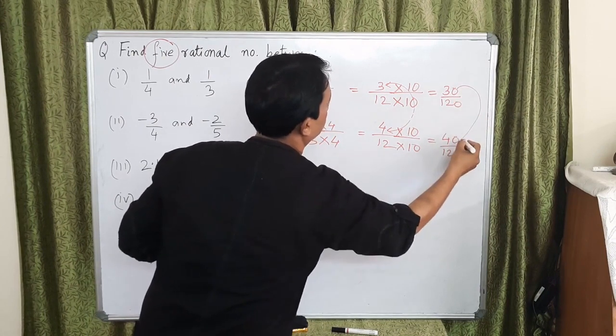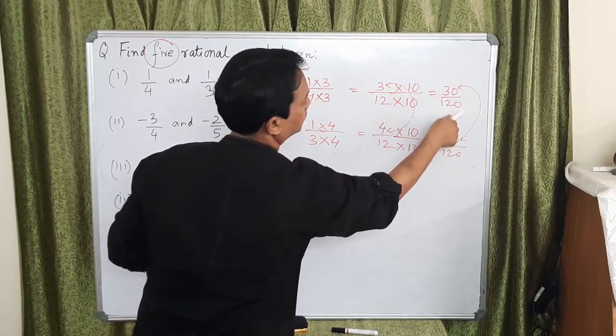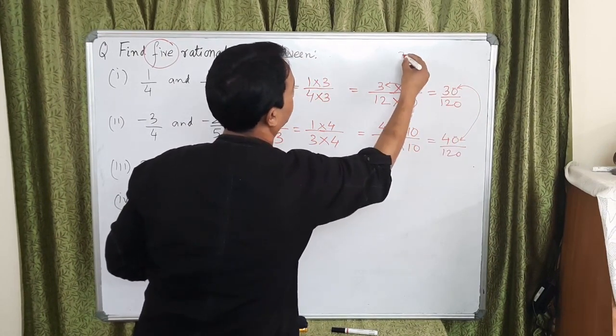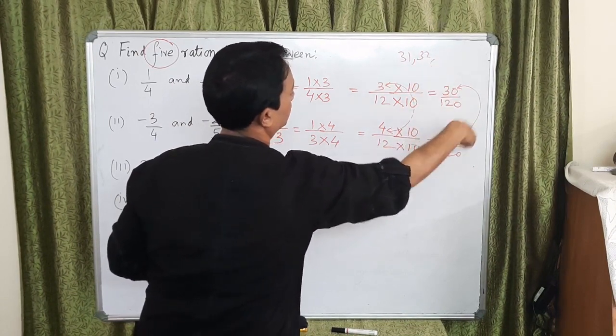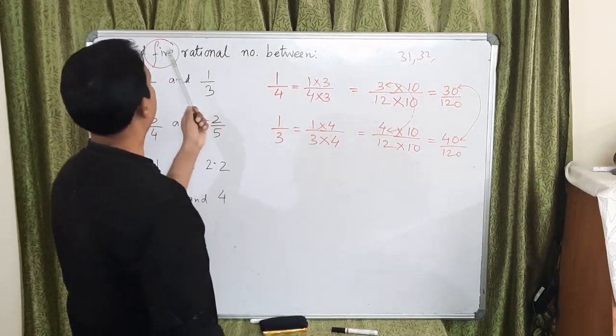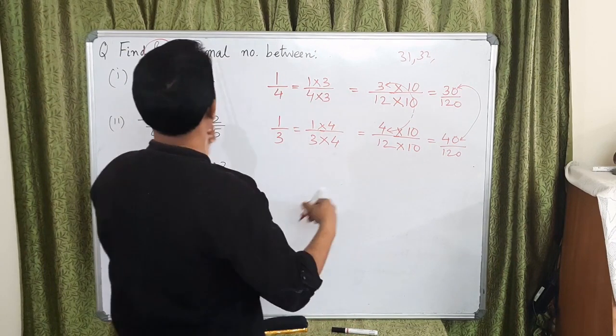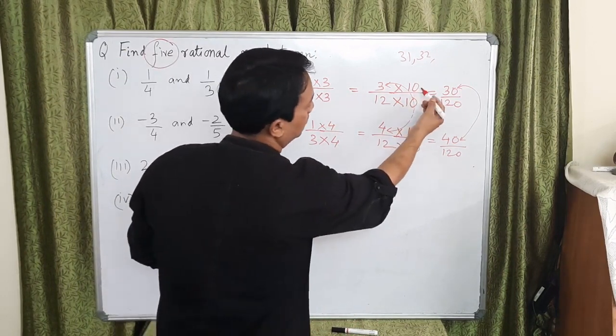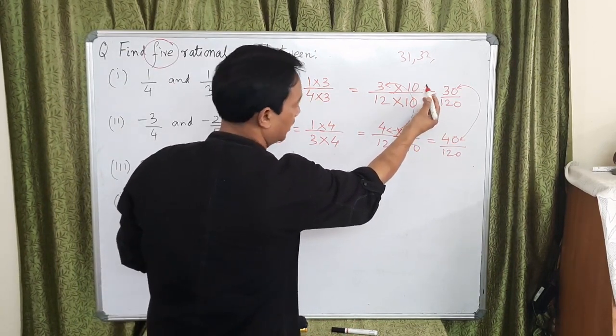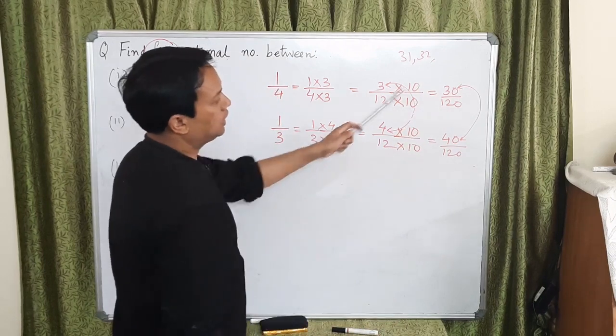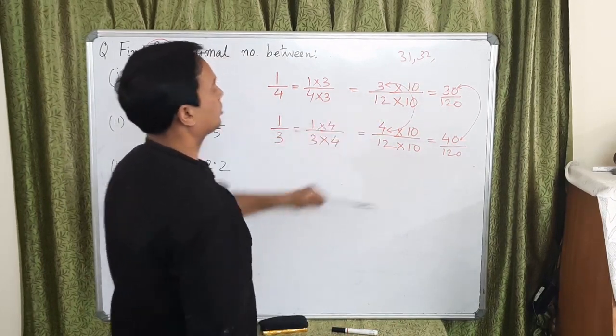Now we check these two numbers. Between 30 and 40, we have 31, 32, 33, 34, till 39. So we have more than 5, so it will be enough. Supposing we want 16 or 17, then instead of multiplying by 10, we can use 100, or any number you like, just to make the number bigger.